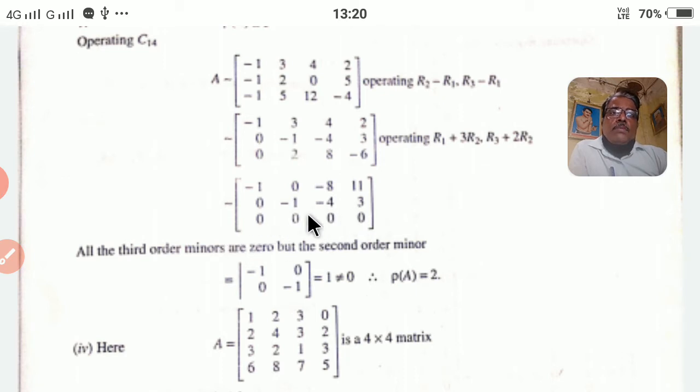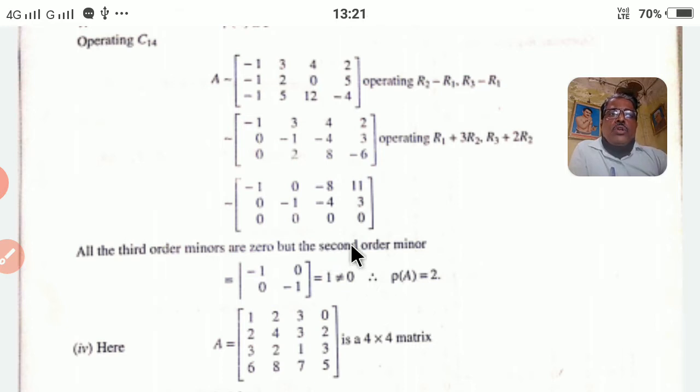The last row is completely 0. That means the determinant of any third order minor, if you take any third order determinant in this matrix, the value becomes 0, because here one row we get completely 0. So therefore we go to the next lower order minor.